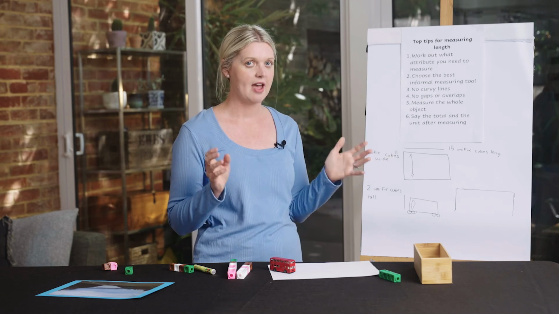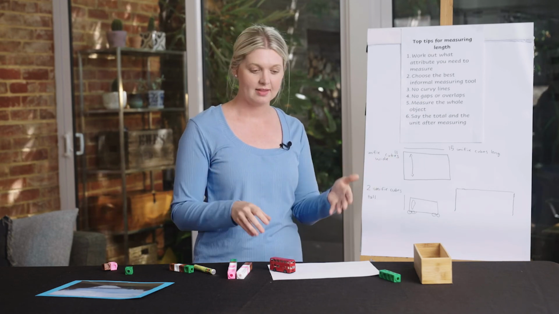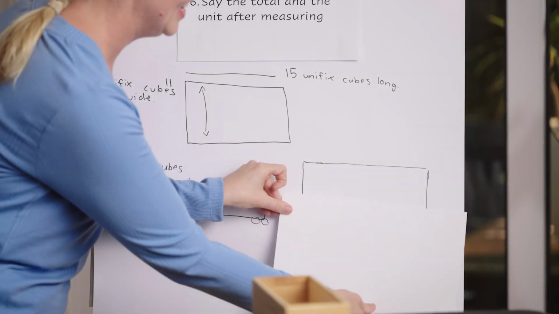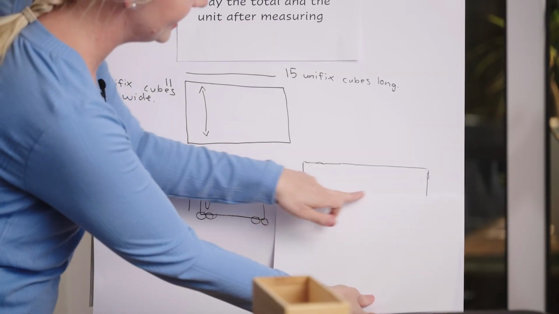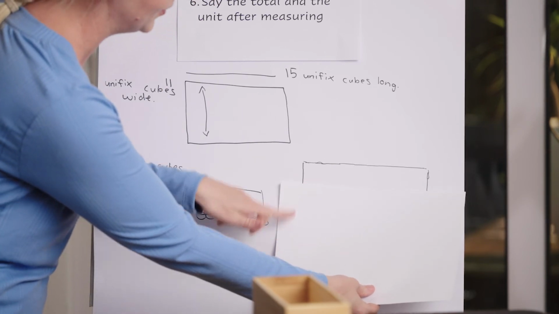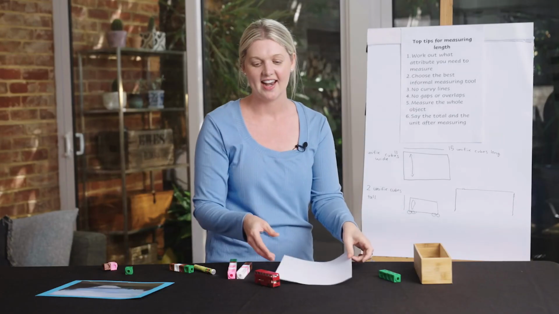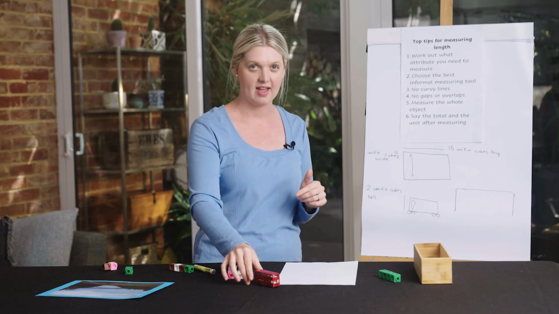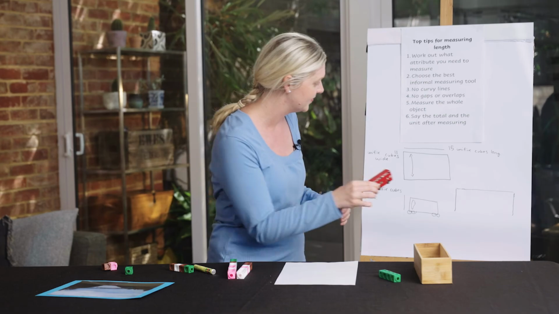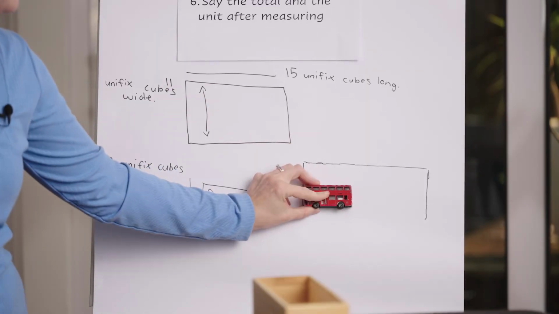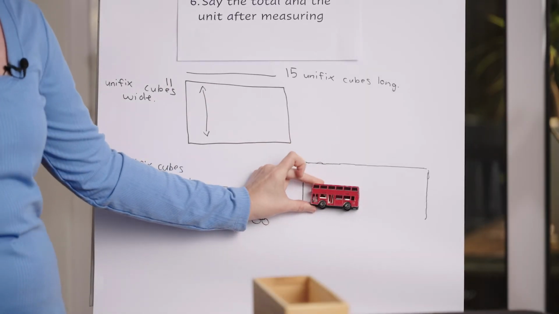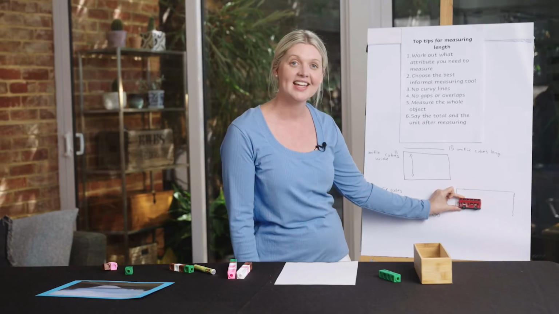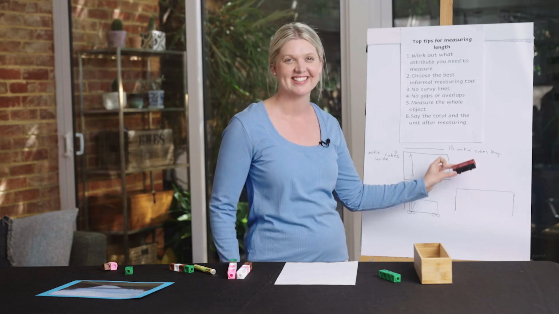Now, let's check that I was accurate. Does my bridge have less length and width than the paper? Let's check. Yes, there's the length and there's the width. Okay, now my bridge needed to have more height than the bus. Let's check that. Yes, my bridge has more height than the bus. It is taller than the bus.